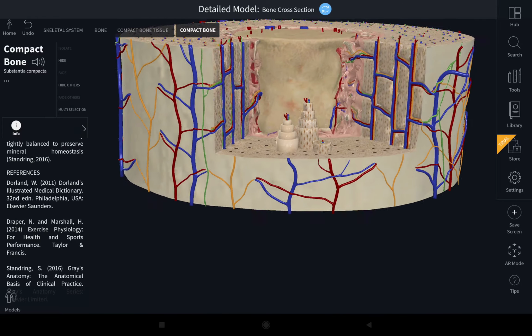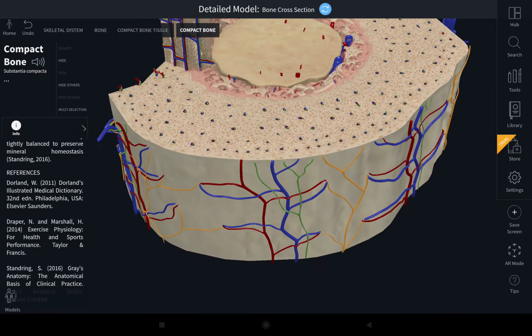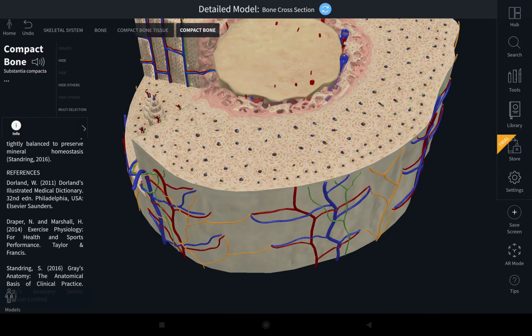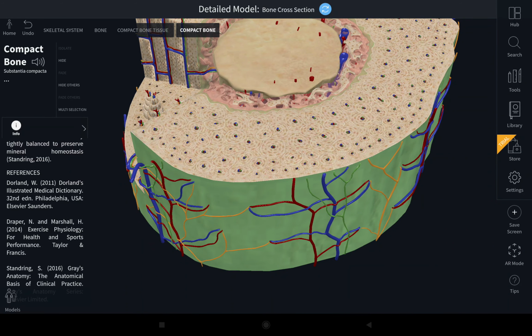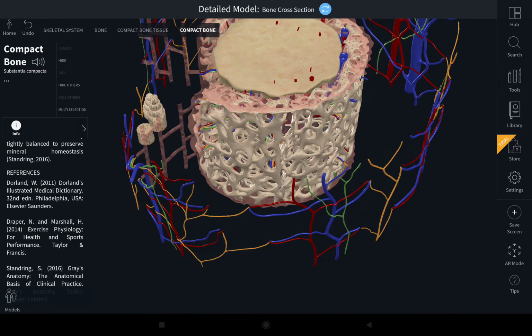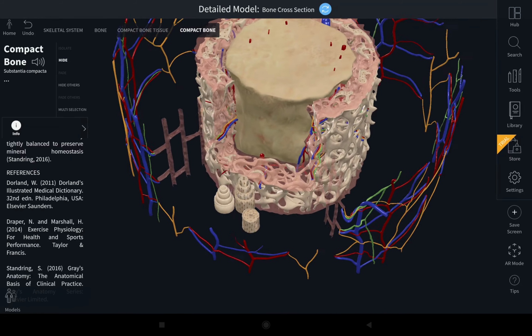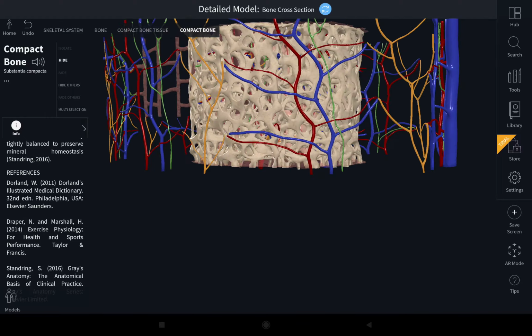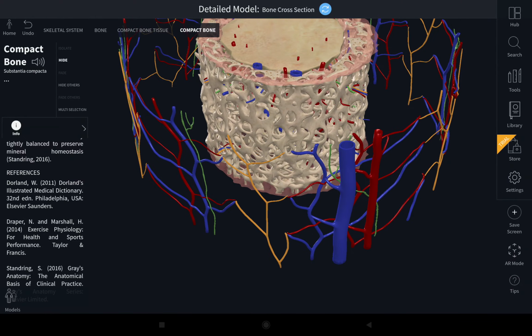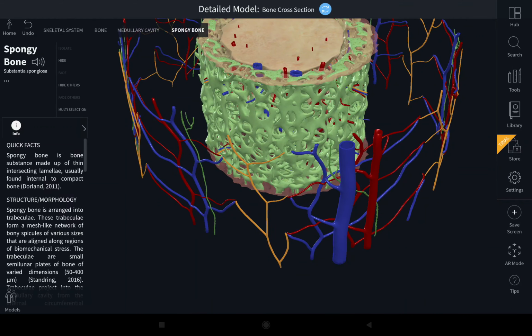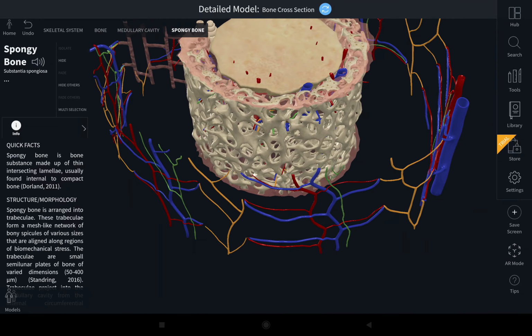Here we have read that the compact bone surrounds the spongy bone. So if we remove the compact bone, then we can see the spongy bone. Here we see the spongy bone. So the spongy bone is bone substance made up of thin intersecting lamellae, usually found internal to compact bone.